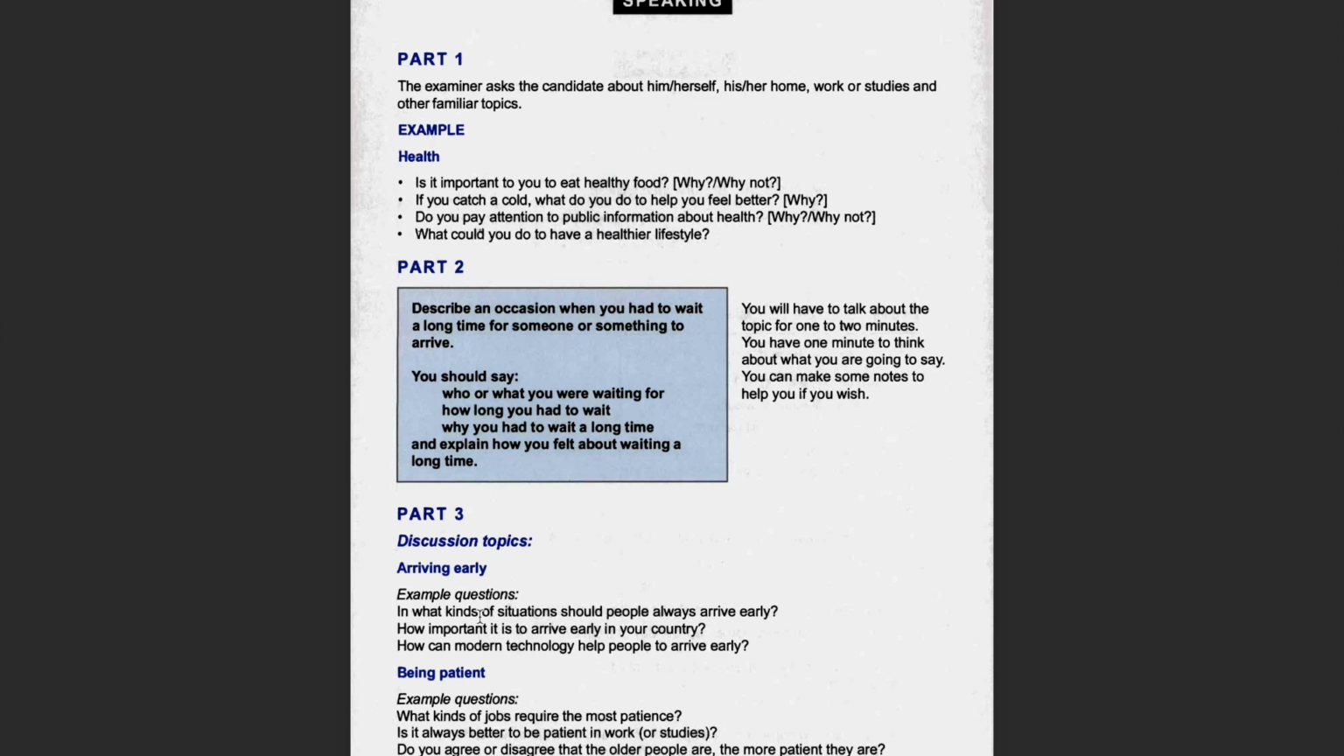So moving on to part 3, as you can see, it says in what kind of situation should people always arrive early. So basically, you can see that they're both linked together. So this whole process is going to take 10 to 15 minutes. If your practice is good, if your lexical resource, your vocab, is good, your fluency is perfect, you're linking to the topic very well, your grammar is good, your pronunciation is good, and you're attentive, then there's no way you cannot achieve more than a 7. But yeah, that's about it for the speaking section.